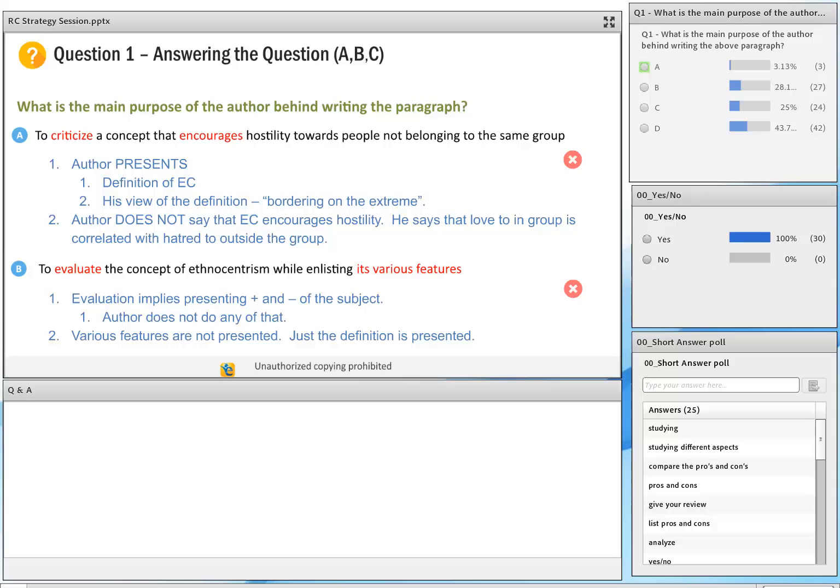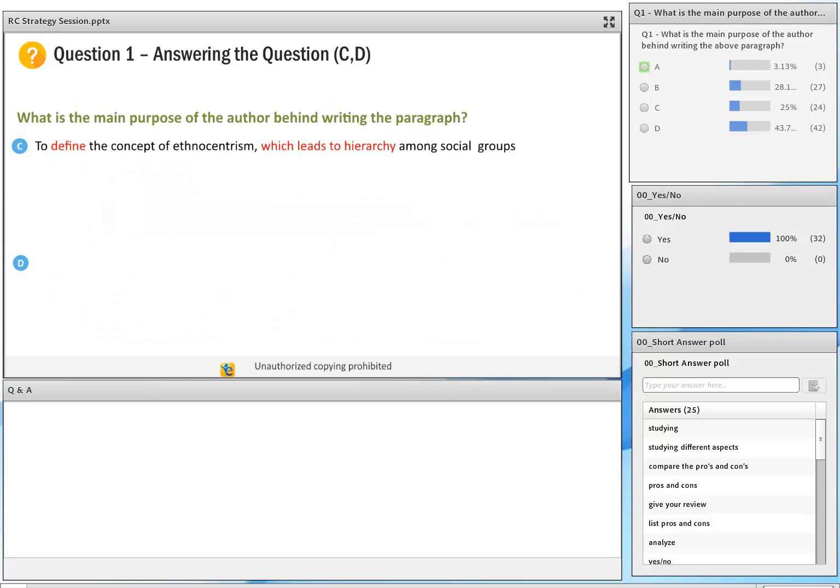Now let's look at choice C. Now this is an interesting choice. To define the concept of ethnocentrism, which leads to hierarchy among social groups. Now here the author has used the word define. Now the passage also uses the word define. It's a definition. But here what you have to do is put yourself in the shoes of the author and ask, if it was my intent to define a particular topic, will I only present an extreme definition of that topic? Yes or no?